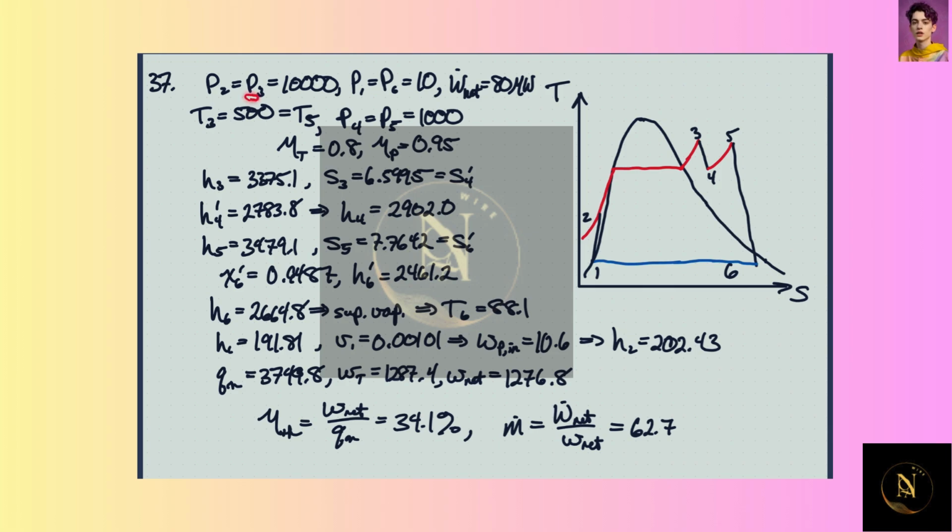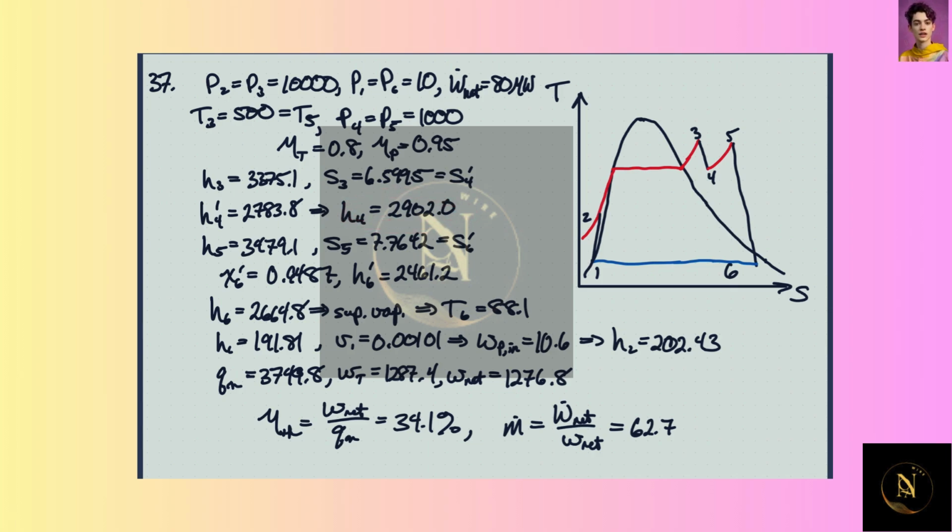So at 3, we can get the enthalpy and the entropy because we know the pressure and temperature. The entropy at 4 prime, straight down here, is the same as the entropy at 3. So we can get the isentropic enthalpy at 4, and from these two things and the turbine efficiency, we can find the actual enthalpy at 4.